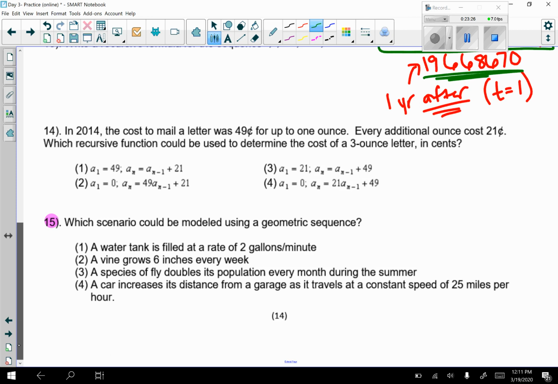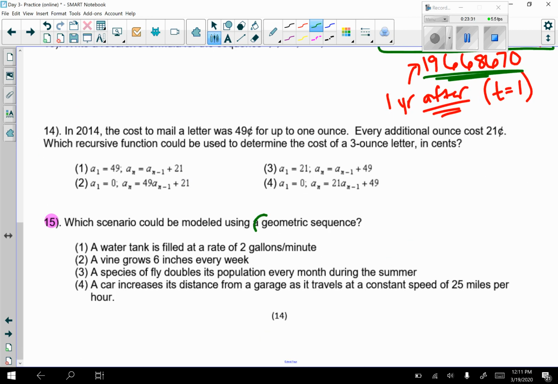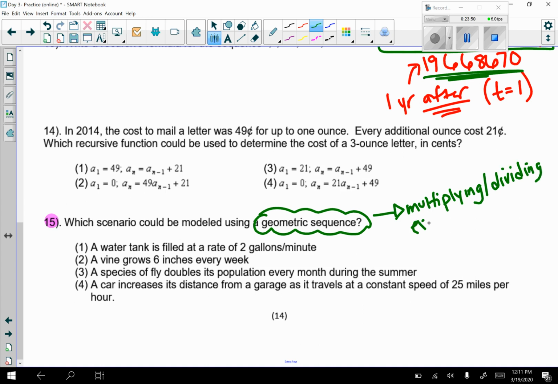Which scenario could be modeled using a geometric sequence? So geometric is a key word. When I hear geometric, I think like word association. I'm thinking multiplying or dividing. I'm thinking exponential function. And I'm thinking percent rate of change.